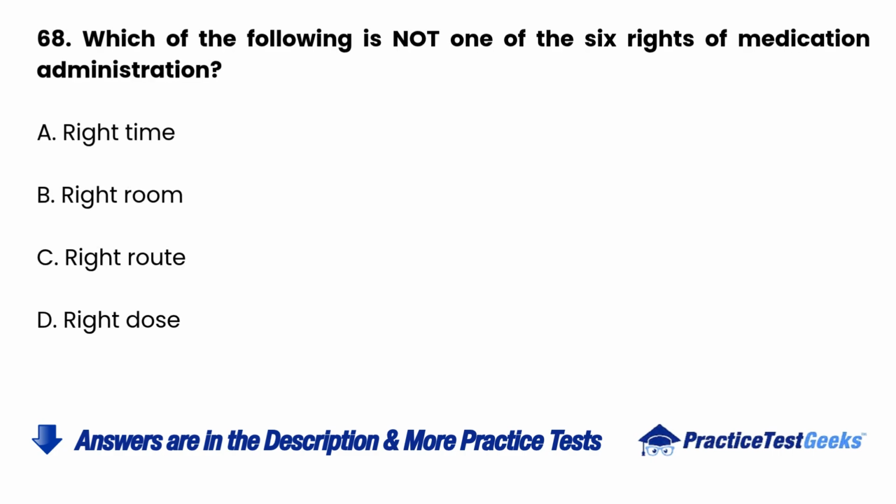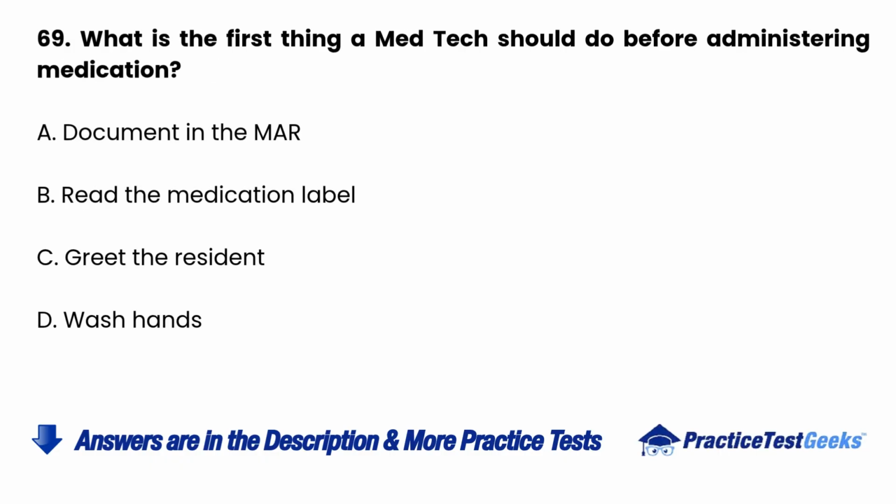68. Which of the following is not one of the 6 rights of medication administration? A. Right time. B. Right room. C. Right route. D. Right dose. 69. What is the first thing a med tech should do before administering medication? A. Document in the MAR. B. Read the medication label. C. Greet the resident. D. Wash hands.